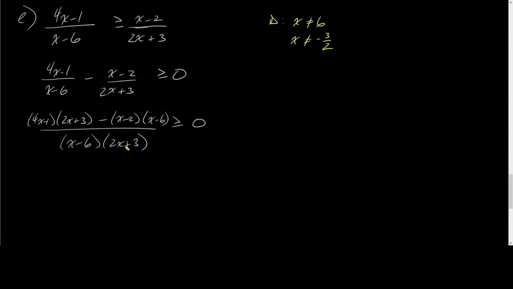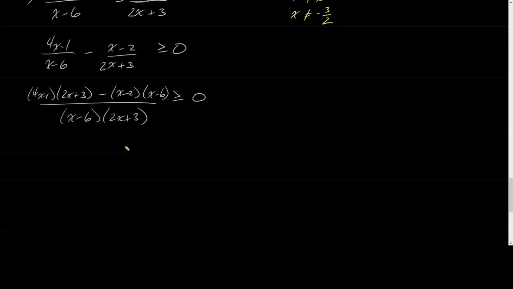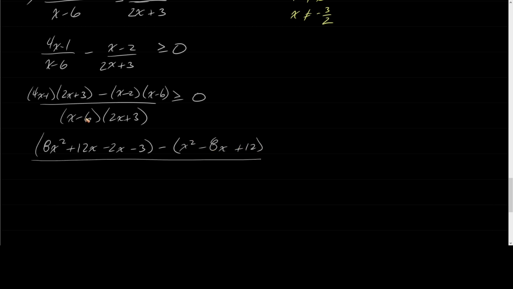All right. Now, at that point, let's expand as much as possible. 4x times 2x is 8x squared. 4x times 3 is 12x. Negative 1 times 2x is negative 2x. Negative 1 times 3 is negative 3. And we have that minus x times x is x squared. Then we get in here, this one's easy, negative 8x plus 12. All of this over, and I always leave the denominator factored. Never expand the denominator.